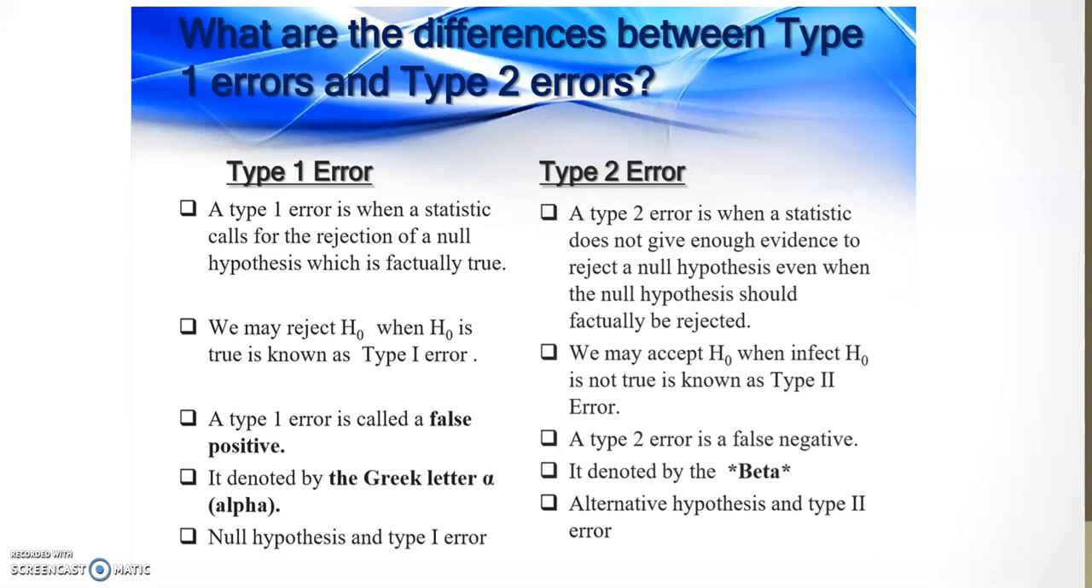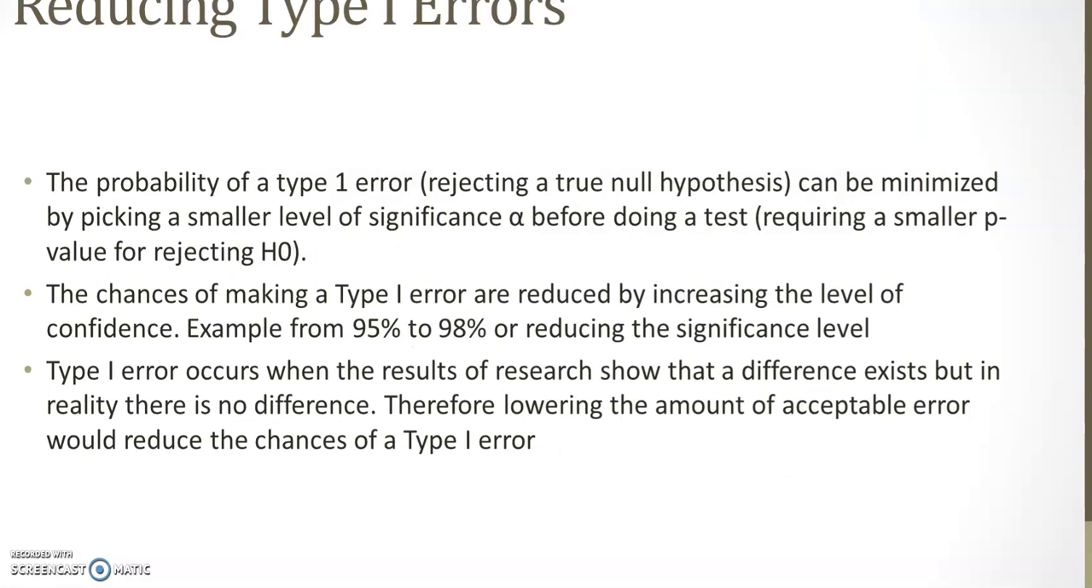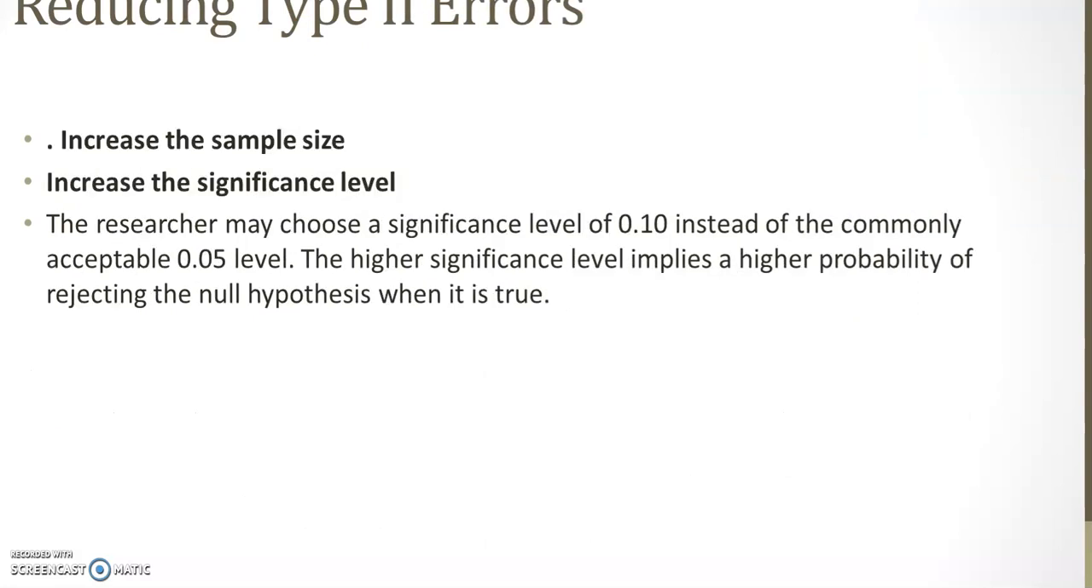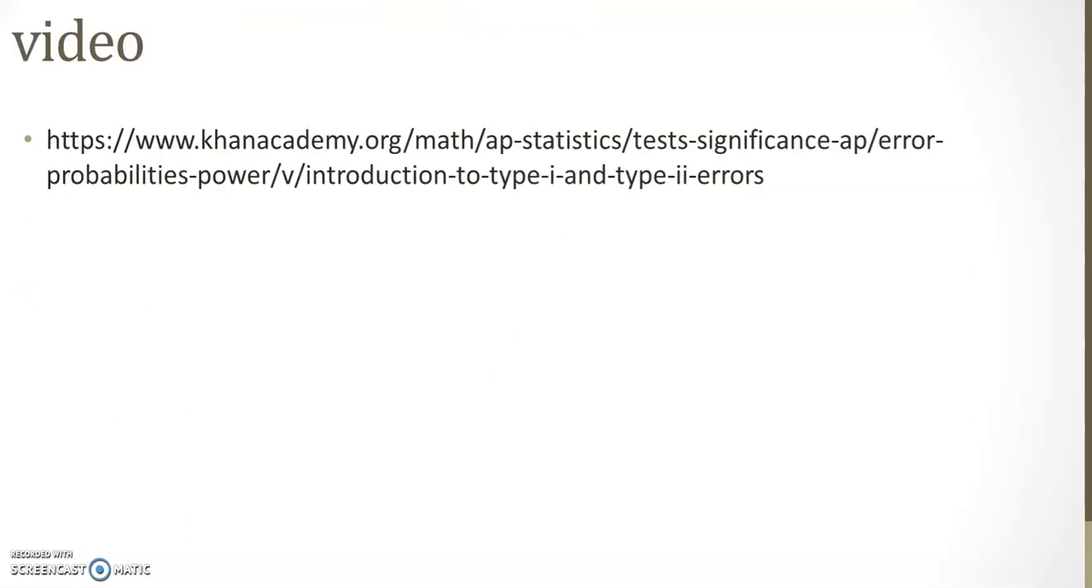But one thing: whether it is type 1 error or type 2 error, it will affect the research findings. So, when the researcher is testing their hypothesis, they should be very careful in reducing the chances of type 1 error and type 2 error.